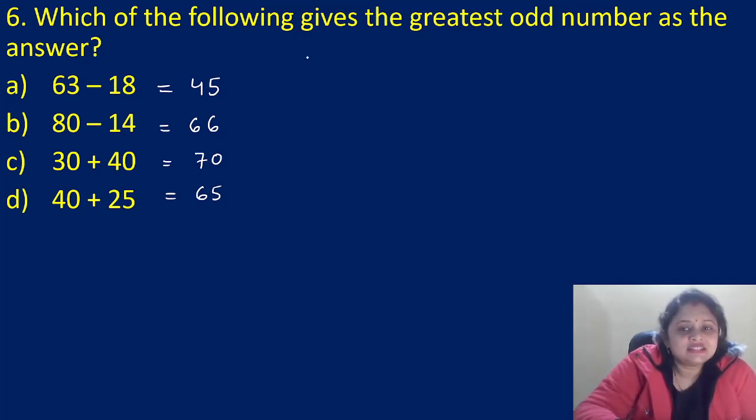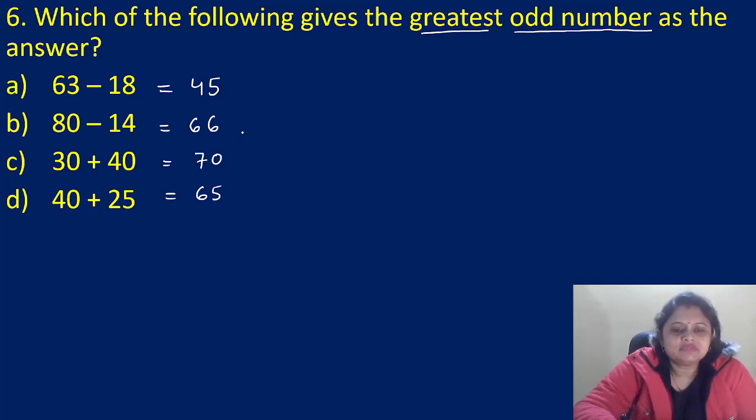So what is asked in the question? Which is the greatest odd number? So first let us find out which are the odd numbers. Okay, 45 and 65 are the odd numbers. 66 is not odd, it is an even number. 70 is also an even number. So they cannot be the answer.